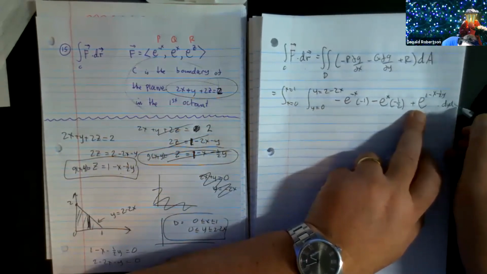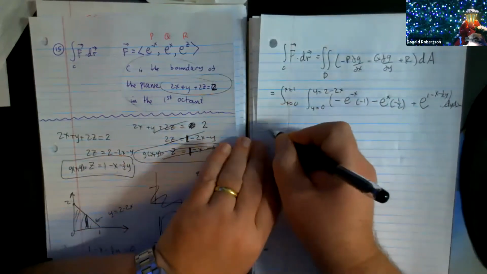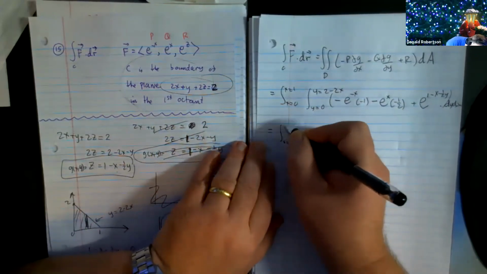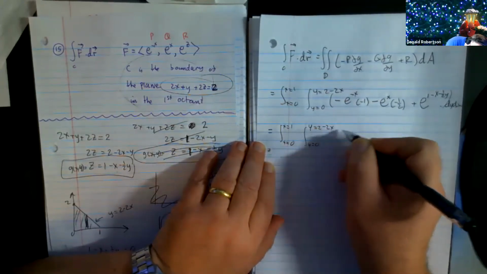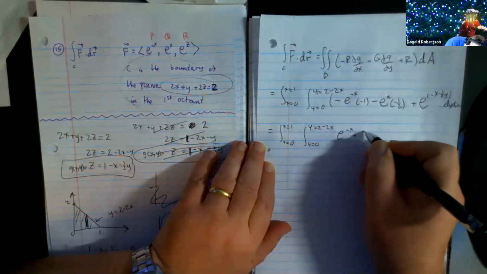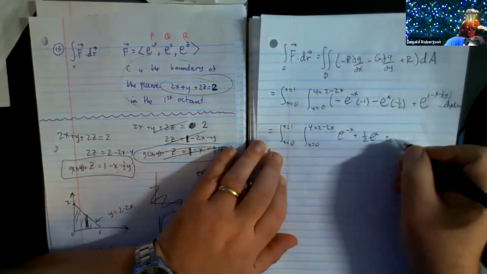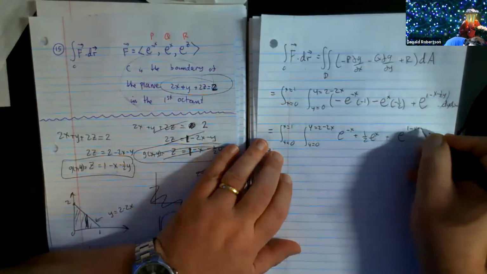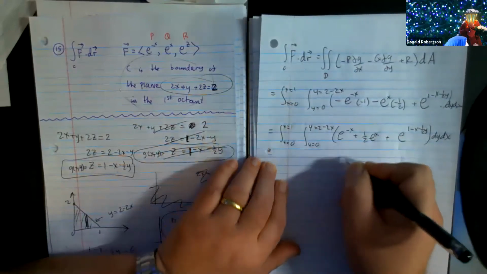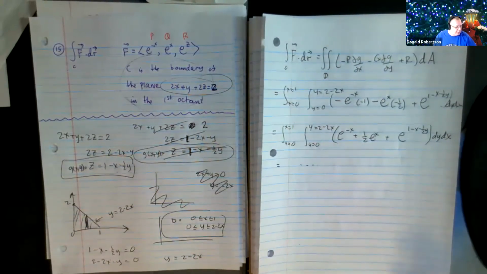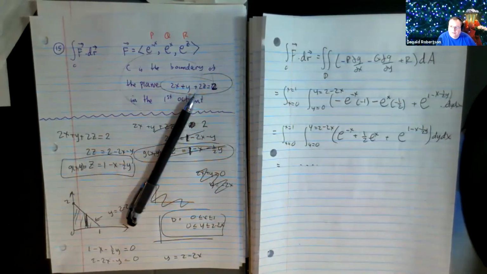dy dx. I'll just tidy up a little bit. You're going from 0 to 1, from 0 to 2 minus 2x, e to the negative x, plus 1/2 e to the x, plus e to the 1 minus x, take away a half y, dy dx. Are we comfortable about that just being a question now? Right. So that is it.